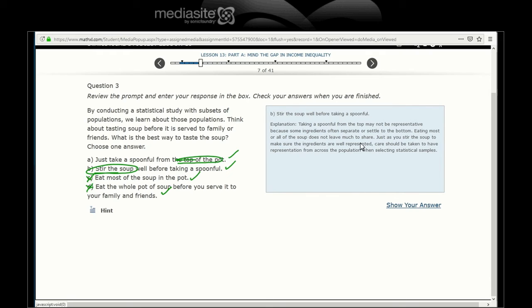Just as you stir the soup up, care should be taken to have representation from across the population when selecting statistical samples. The word for this is randomize.